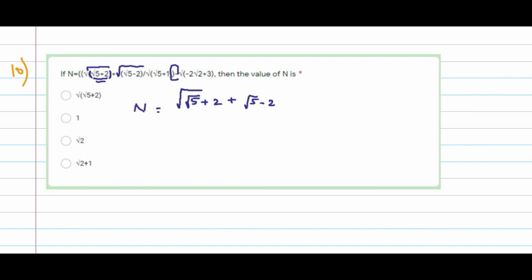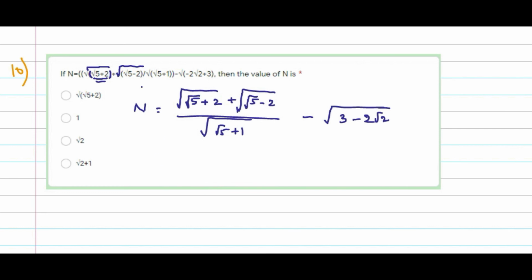Yes, this is the square root of this part and the square root of this part, divided by the square root of root 5 plus 1, minus the square root of 3 minus 2 root 2. So this is the question. Now let me take this part and solve it first.